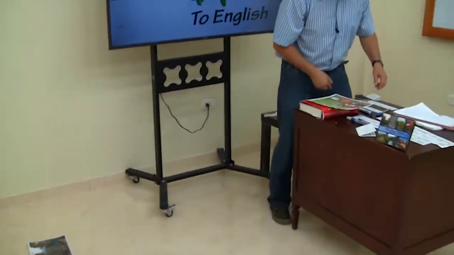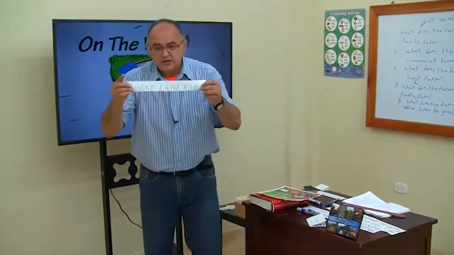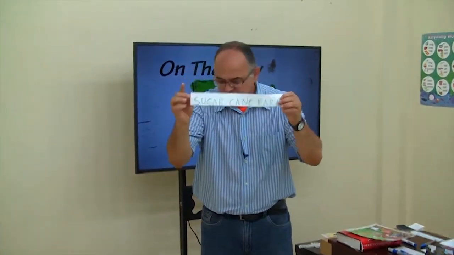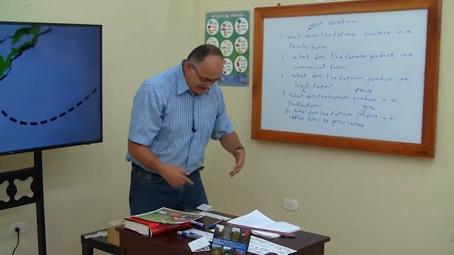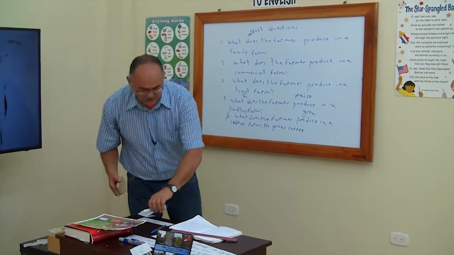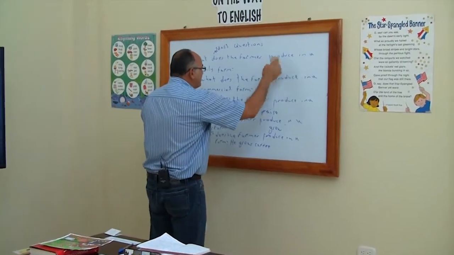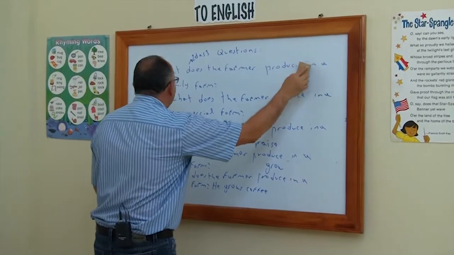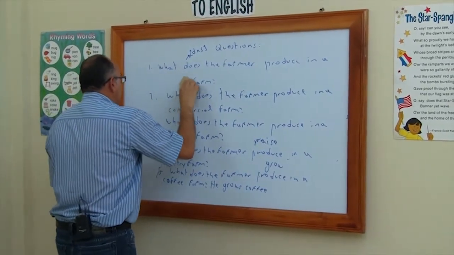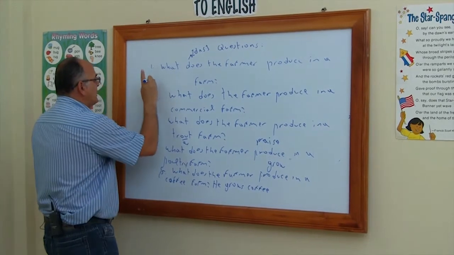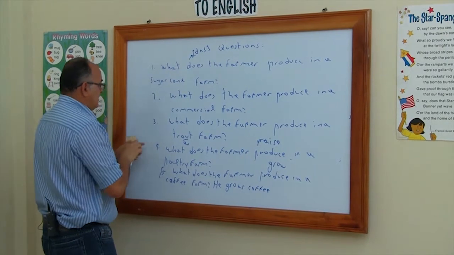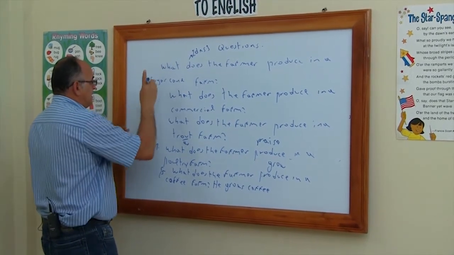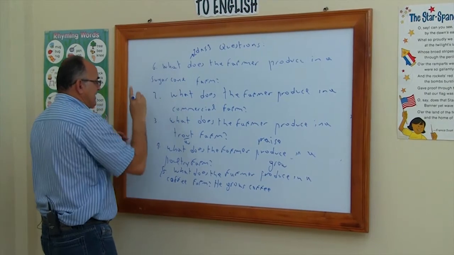And how to write it? You have a sugar cane farm. Let's put it here, so you have time to take notation. So what should the question be like? Let's say, what does the farmer produce in a sugar cane farm?